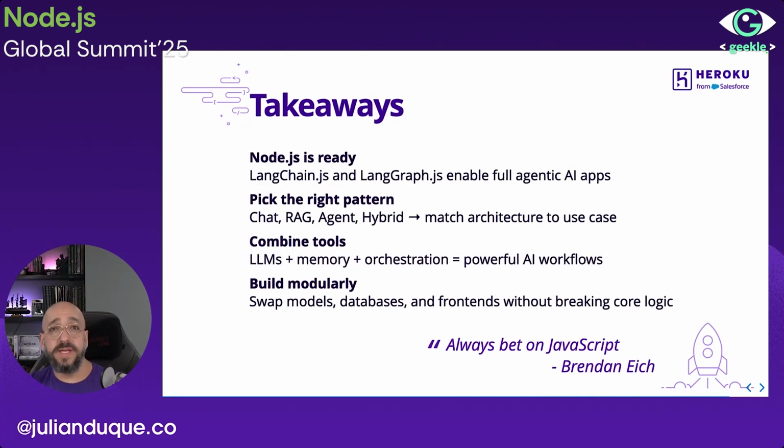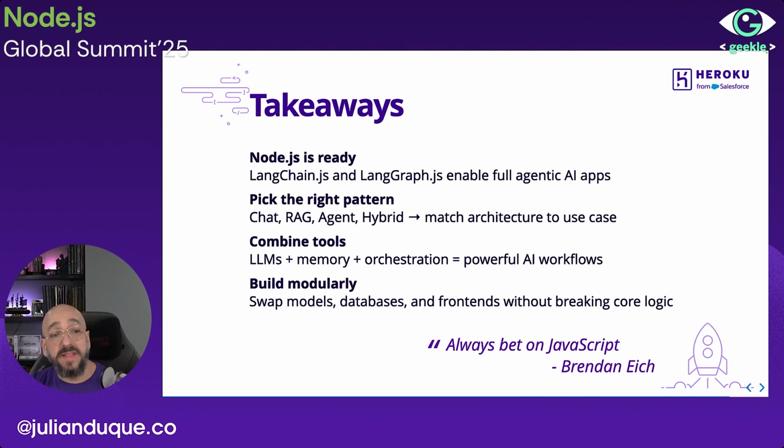And some takeaways before we go to the demo. Node.js is ready. Even though the ecosystem is not mature enough, LangChain and LangGraph give you a way to build full agentic AI applications. There is a company behind betting on these libraries and supporting them, even though they are open source. LangChain also has some commercial products behind it, so they need this to succeed. But there are also other options that you can use within the Node.js ecosystem to build this type of applications.